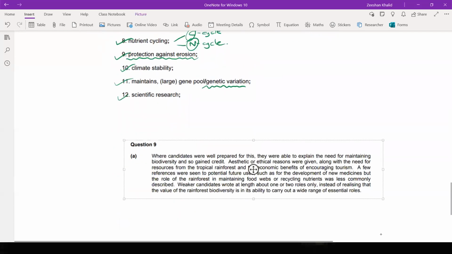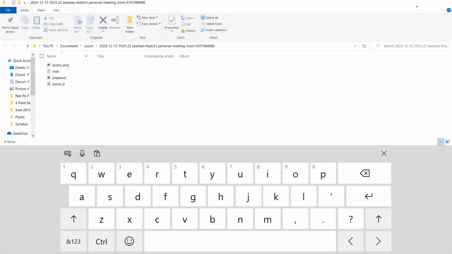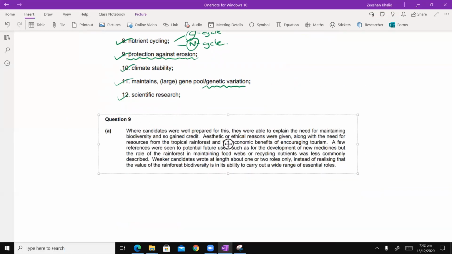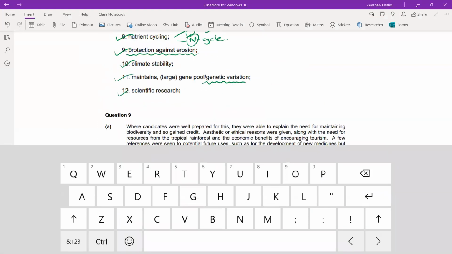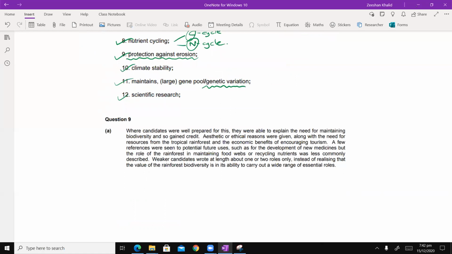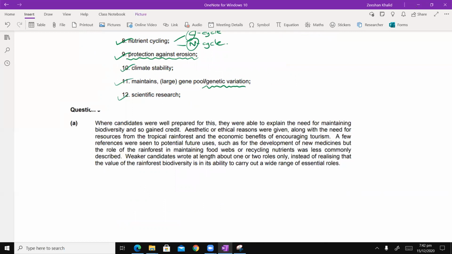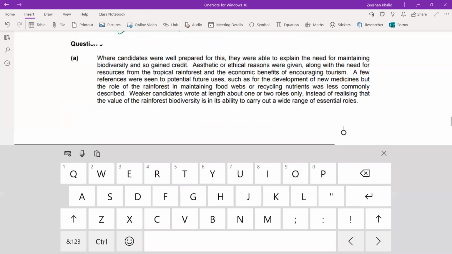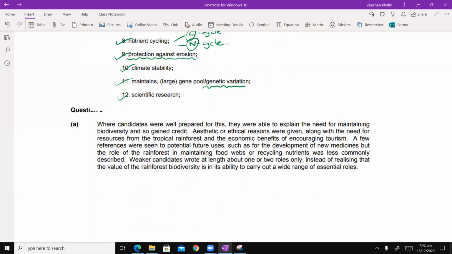Okay, and then at the end let's see what the examiner has to say about this. Okay, excuse me. Where candidates were well prepared for this, they were able to explain the need for maintaining biodiversity and so gain credit. Aesthetic, ethical reasons were given along with the need for resources from the tropical rainforests, and the economic benefits of encouraging tourism. A few references were seen to potential future uses such as development of new medicines.